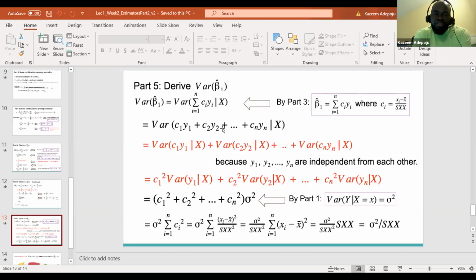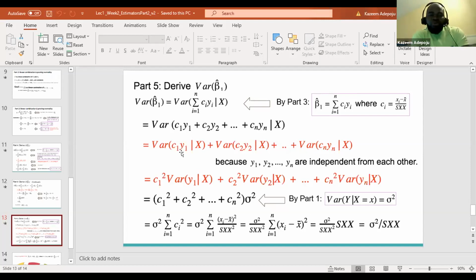Okay, this is in formula notation. Okay, this is in listing form. Then I can use the variance here to multiply each of that. Now look at that: variance of C1 Y1 given S, variance of C2 Y2 given S, up to the variance of Cn Yn given S. Can you see? I use the variance right here to multiply everything out. The assumption is that Y1, Y2 up to Yn are independent from each other.